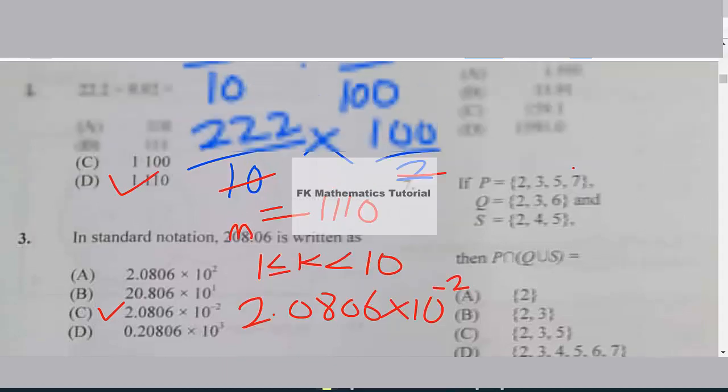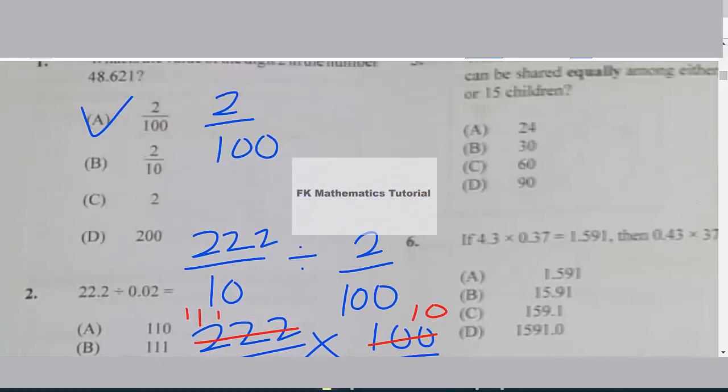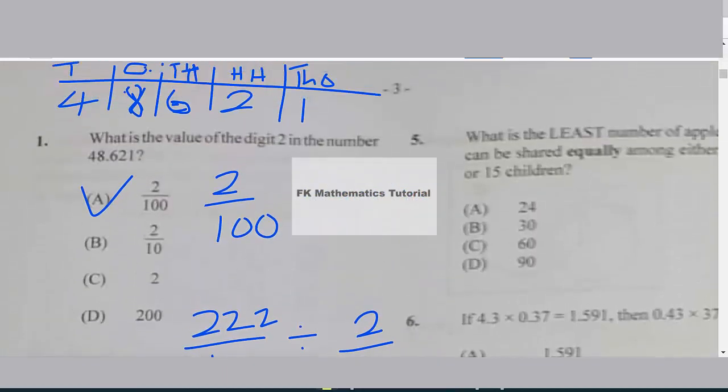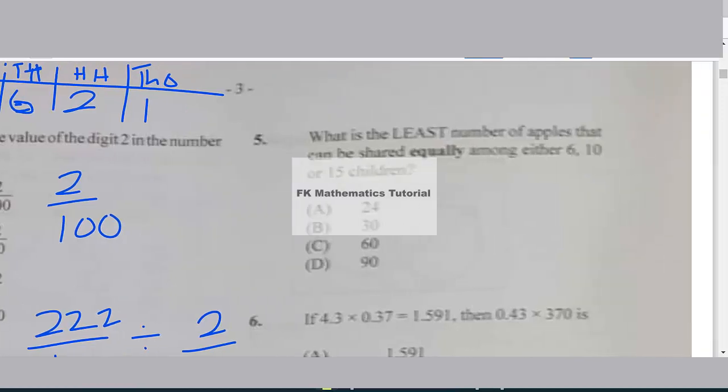Now let's look at number 5. What is the least number of apples that can be shared equally among either 6, 10, or 15 children? So with this, we have to find the least common multiple of 6, 10, and 15.